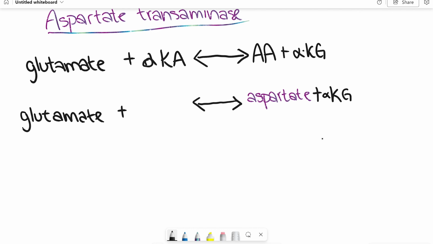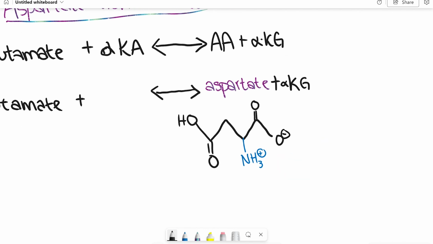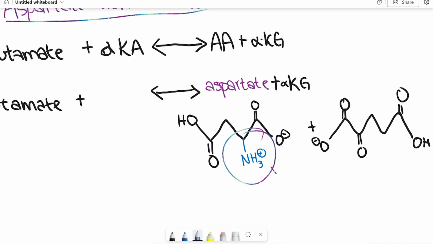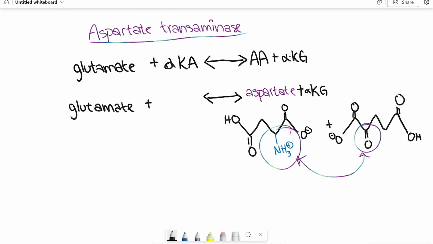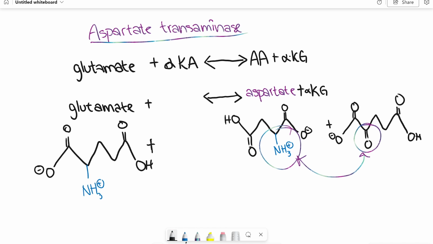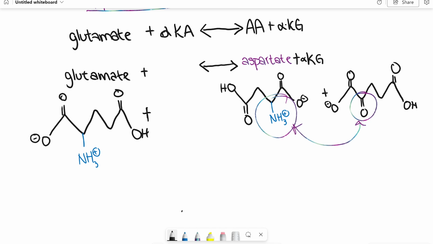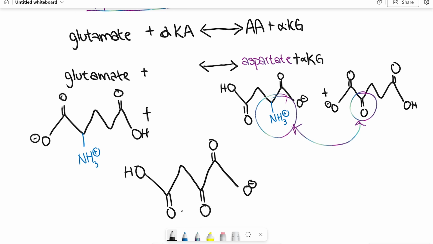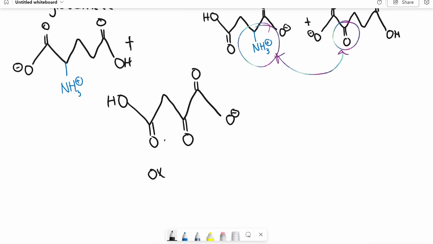So if we draw out the structure of aspartate, so here's the structure of aspartate, and we already know the structure of alpha ketoglutarate. We got to switch this nitrogen with this ketone. And if we just draw them on the other side, we also already know what glutamate looks like. So now the question is figuring out what specific alpha keto acid is going to happen. We know it's going to look basically like aspartate, but instead of that nitrogen group being there, this is going to be another ketone group. This molecule is called oxaloacetate.